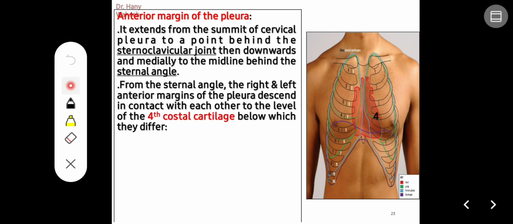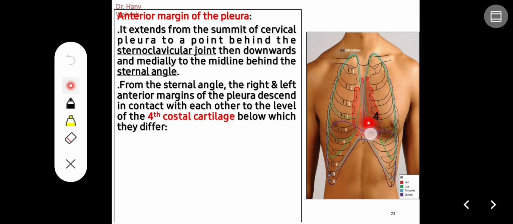From the sternal angle, the right and the left anterior margins of the pleura descend in contact with each other down to the level of the fourth costal cartilage. So down to the level of the fourth costal cartilage, the anterior margins of both pleurae are similar, extending from the dome of the pleura to the sternoclavicular joint, to the sternal angle, then vertically down close to the midline.